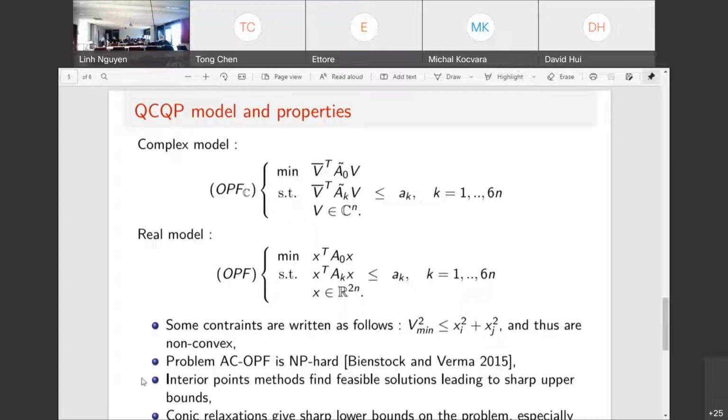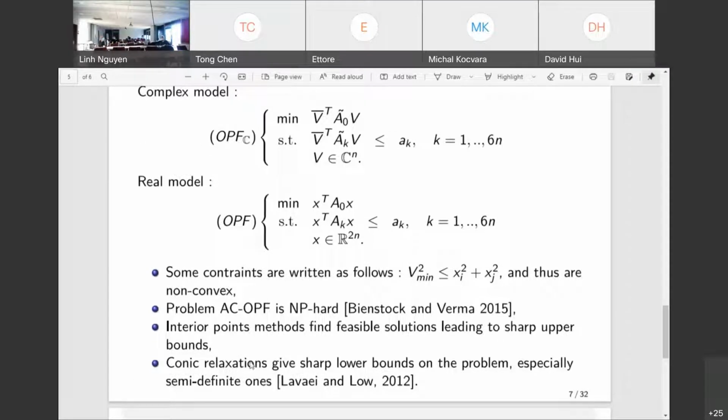This problem is named ACOPF, so alternating current optimal power flow, and it is NP-hard. With interior point methods, we have very good, feasible solutions. And with conic relaxations or semi-definite relaxation, we have good lower bounds.